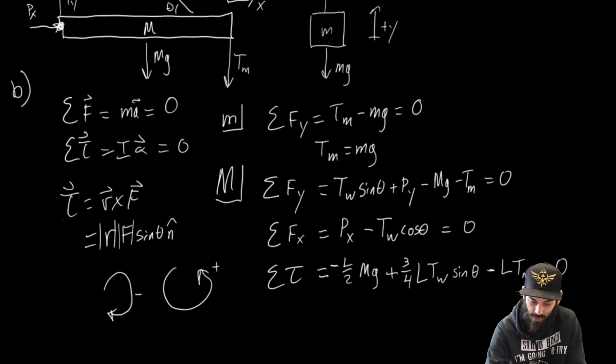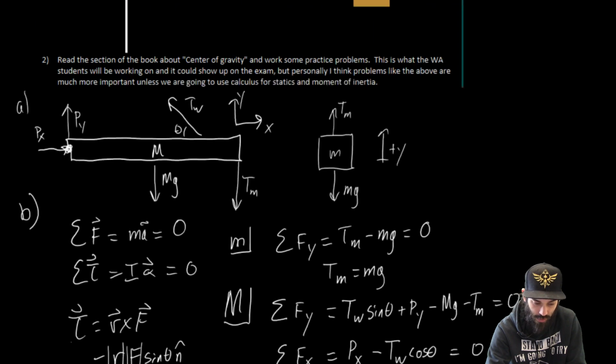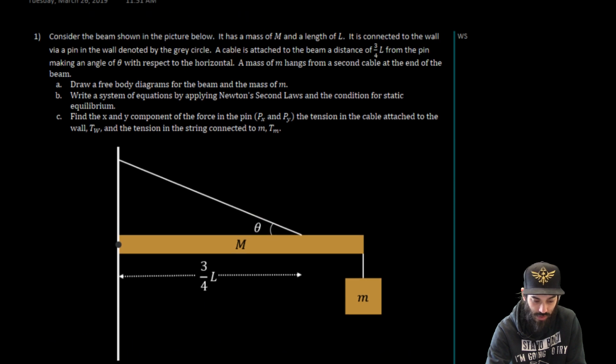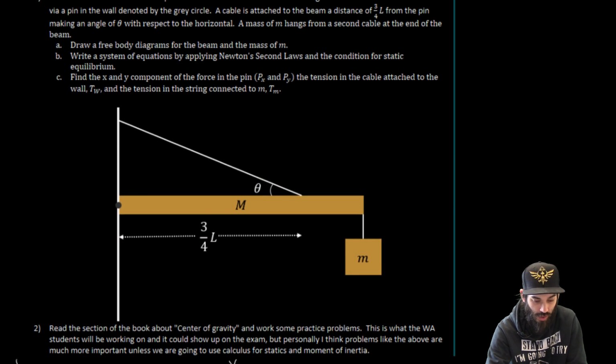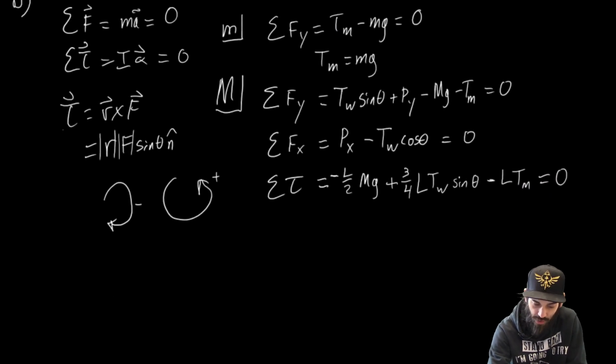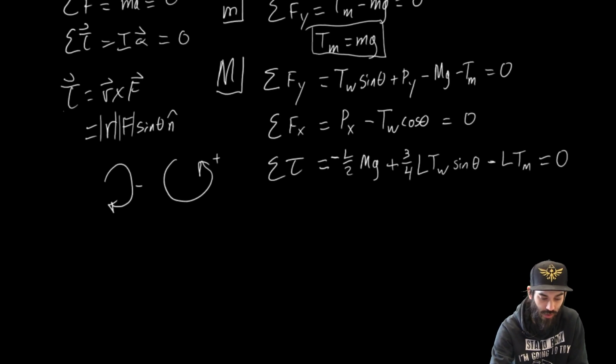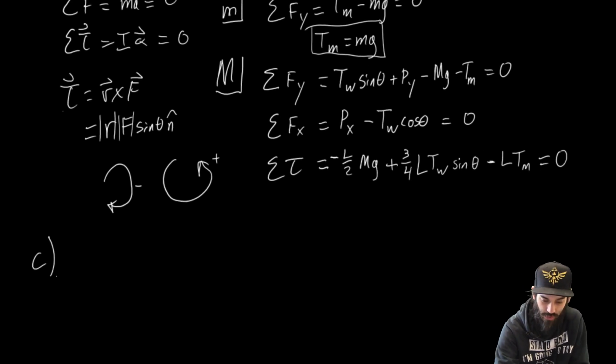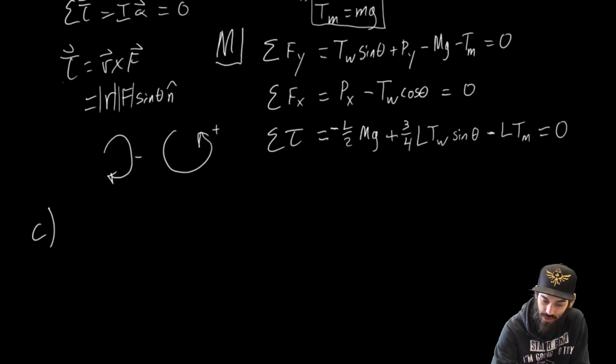Now, the next thing that we can do is determine what these are. So we can find p sub x, p sub y, t sub w, and t sub m. Okay, so we have t sub m already, actually. So let's summarize what we have for our equations here. And I'm going to rearrange them a little bit to make it easier to see.